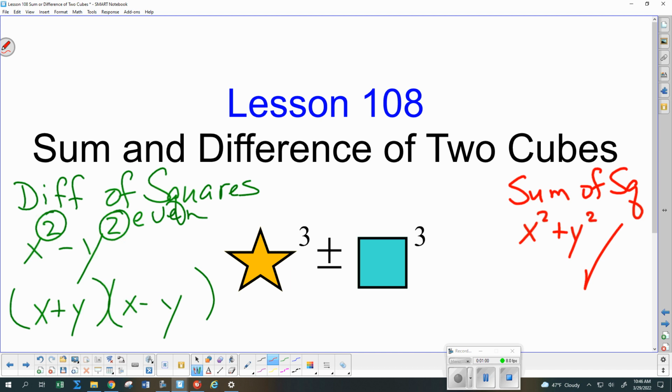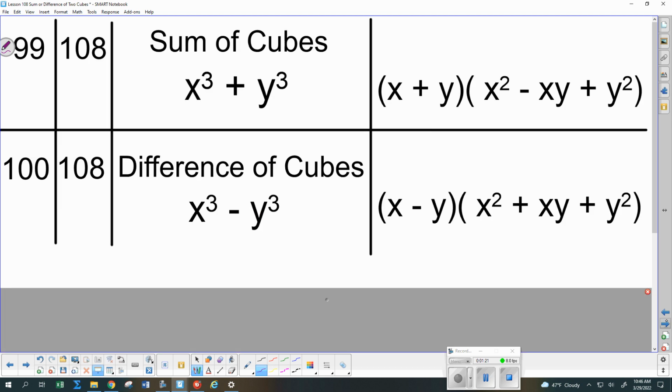If it's cubes or anything with multiples of 3 for the exponents, we can factor it regardless of whether there's a plus or a minus sign. So in that sense, it's nicer than the squares, but it's not quite as short of a formula. Here are the formulas if it is a sum of cubes. And again, all exponents must be multiples of 3 for this pattern to work.